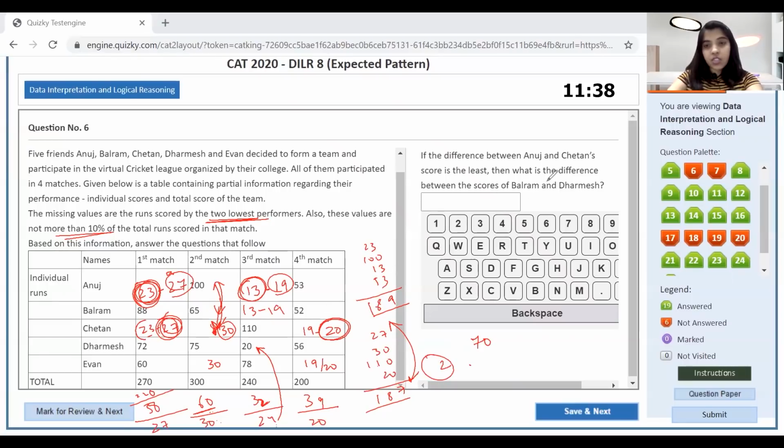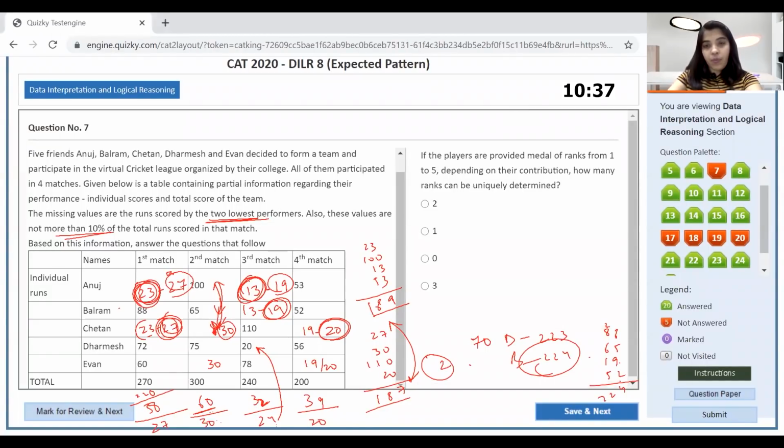Now they're not asking us this. What is the difference between the scores of Balram and Dharmesh? Now, if Anuj is 13, Balram is 19, and Dharmesh is absolutely fine. So Dharmesh's score is what? 223. And Balram's score is what? Let's just calculate it here. Let's not get confused. 88, 65, 19, and 52. That gives 224. Right. So Balram is 224. What is the difference? 223, 224.